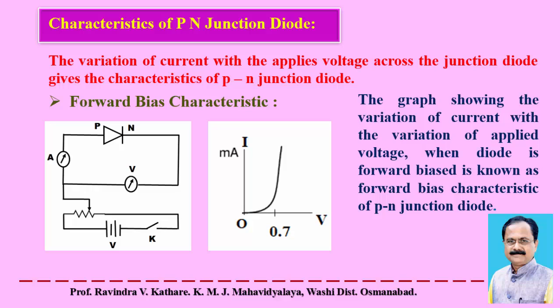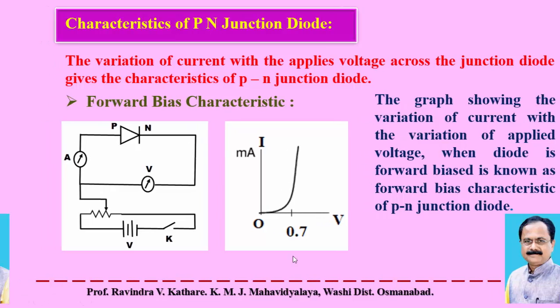The battery voltage at which the forward current starts increasing rapidly is known as the knee voltage or threshold voltage. For the germanium diode, the knee voltage is about 0.2 volt, whereas for the silicon diode it is about 0.7 volt. When the forward voltage is above the knee voltage, meaning 0.2 volt for germanium diode and 0.7 volt for silicon diode, then the junction diode behaves almost like a conductor.